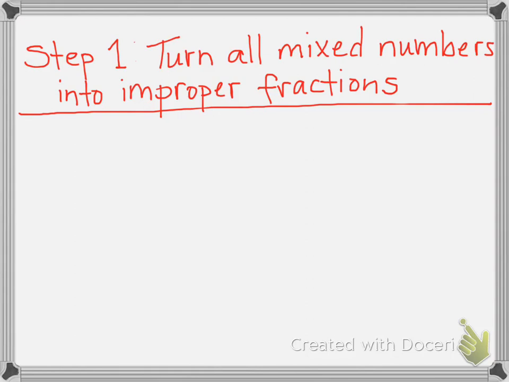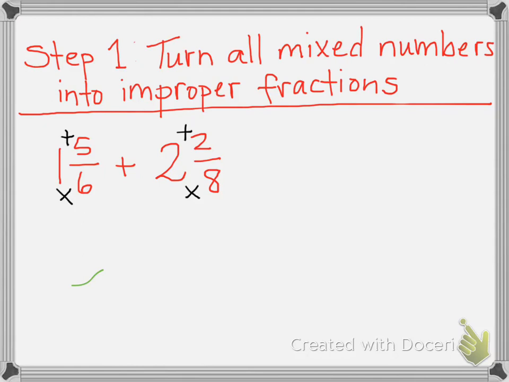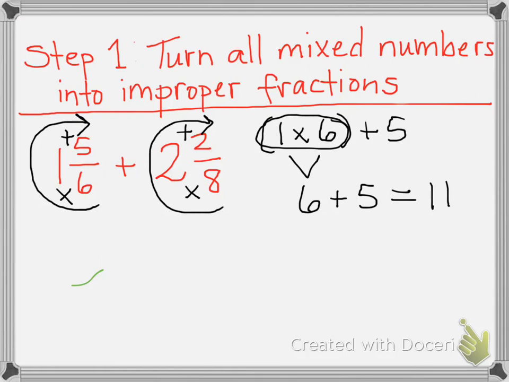Step 1, turn all mixed numbers into improper fractions. So if we look at our example, 1 and 5/6 plus 2 and 2/8, we want to turn these mixed numbers into improper fractions. So we do times on the bottom, plus on the top, and you can also work in a horseshoe direction. So when we look at our first one, we get 1 times 6 plus 5. 1 times 6 is 6, plus 5 is 11. So that's going to be 11 over 6.